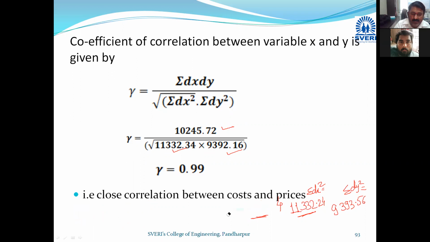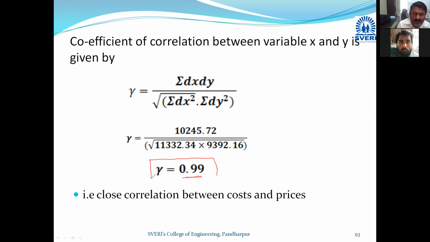The gamma, the coefficient of correlation between the variables cost and sales, is 0.99. I will comment on this: one is the limit, and one means 100% correlation. So this is 0.99, and we can say there is a very close correlation between cost and price. Like this, friends, the numerical will be asked and you should be in a position to calculate this.